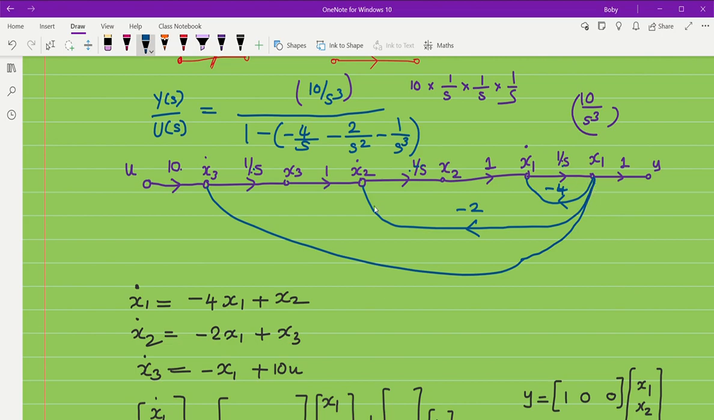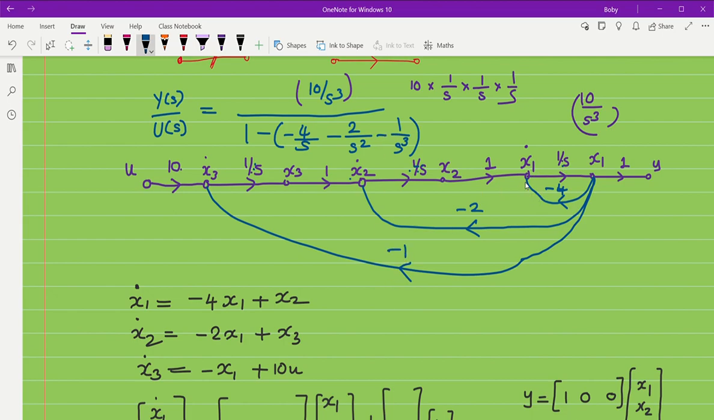You can see from here to here 1 by s cube, 1 by s into 1 into 1 by s into 1 into 1 by s. This forward path is 1 by s cube. In the reverse return path, you can see that this return path will have a gain that is equal to minus 1. So these are the 3 loops here.